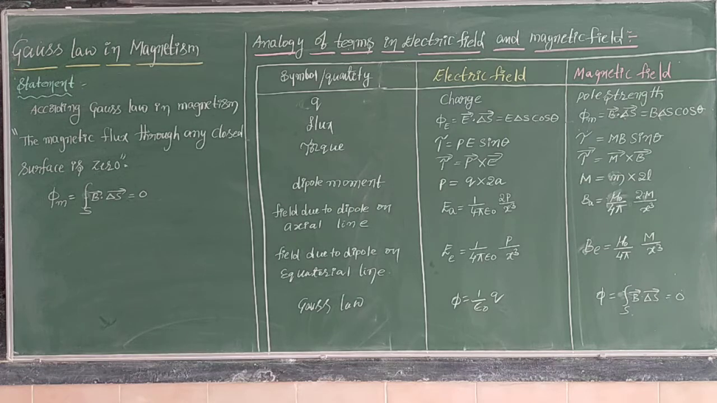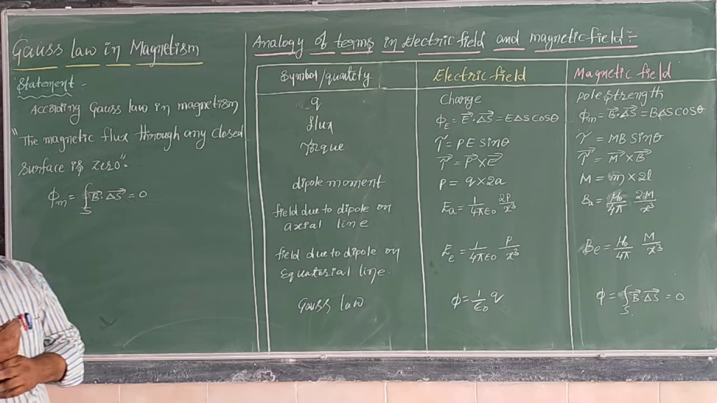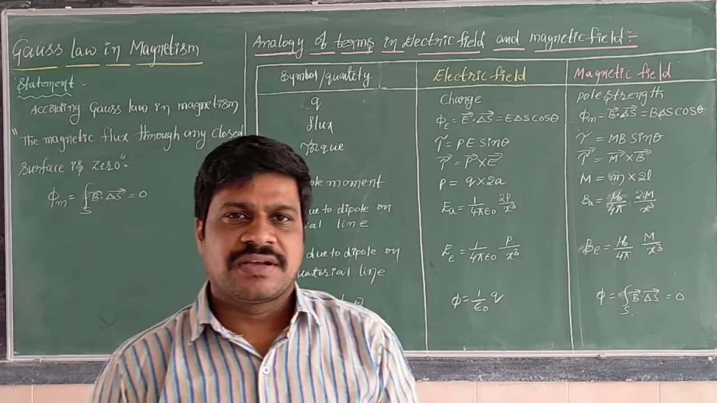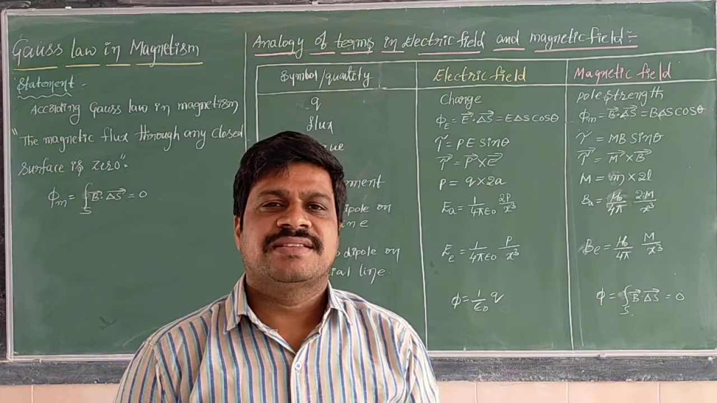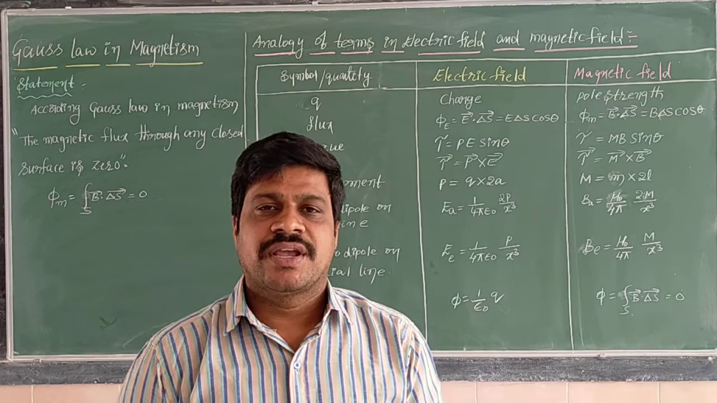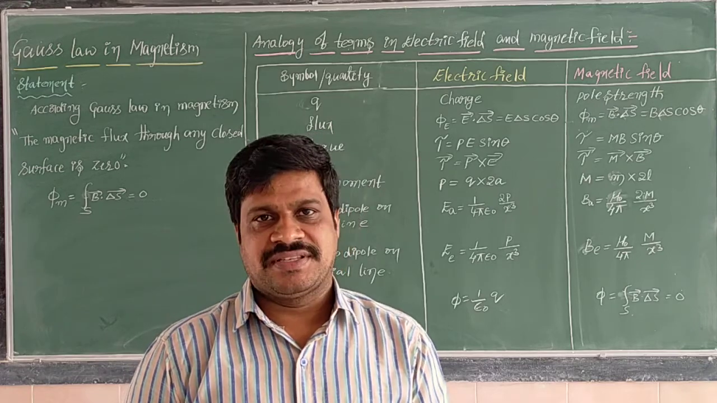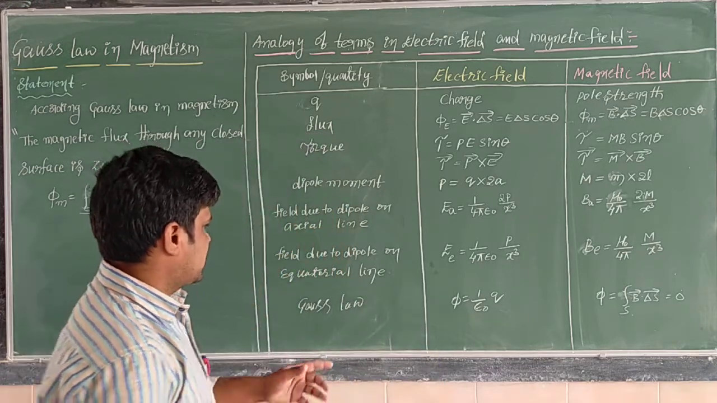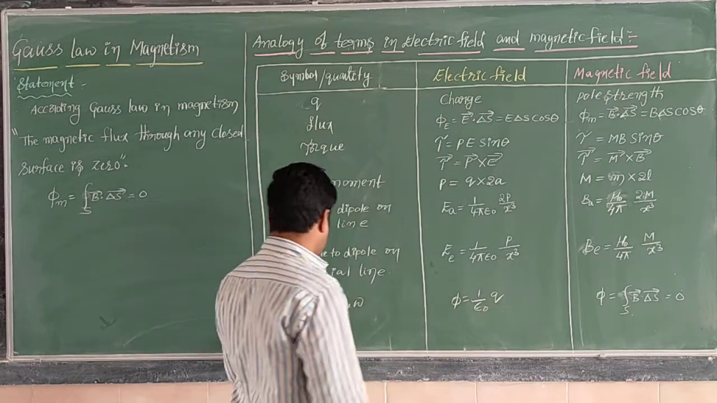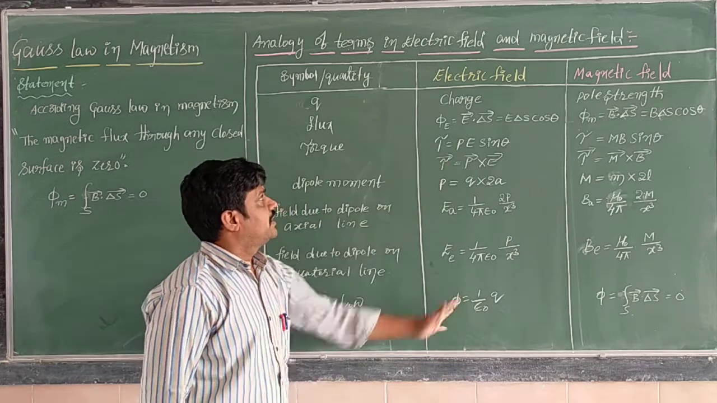After this topic, we have Gauss law in magnetism. Gauss law in electrostatics we have studied. What is the statement of Gauss law in electrostatics? The total electric flux through a closed surface is equal to 1 by epsilon naught times the net charge enclosed by that surface. That means flux equals 1 by epsilon naught times the net charge. We have studied Gauss law in electric field like this.